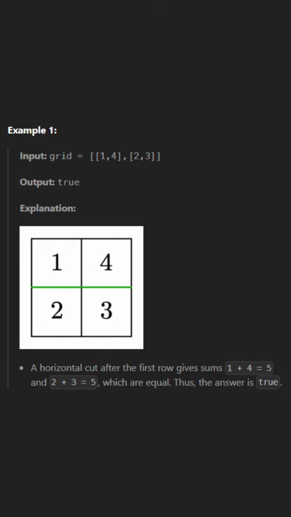Example, grid is 1, 4, 2, 3. After the first row, upper sum is 5, lower sum is 5. Both parts are already equal, so the answer is true.